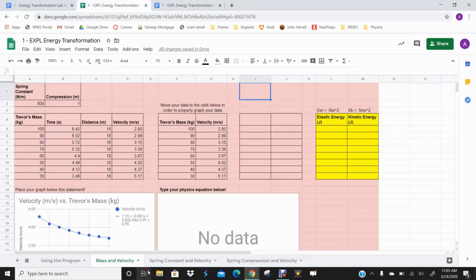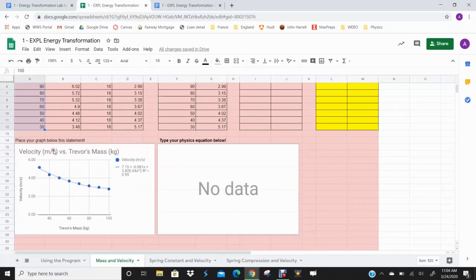We're skipping the first part. We're looking at mass and velocity. The main thing here is to pay attention to what's happening as the mass decreases. Remember, we launched Trevor with a spring, and we're changing his mass. We're leaving the spring constant and the compression the same. So when you decrease his mass, it should make sense that when he has less mass, it'll be easier to accelerate him. So his velocity does increase as we decrease mass.